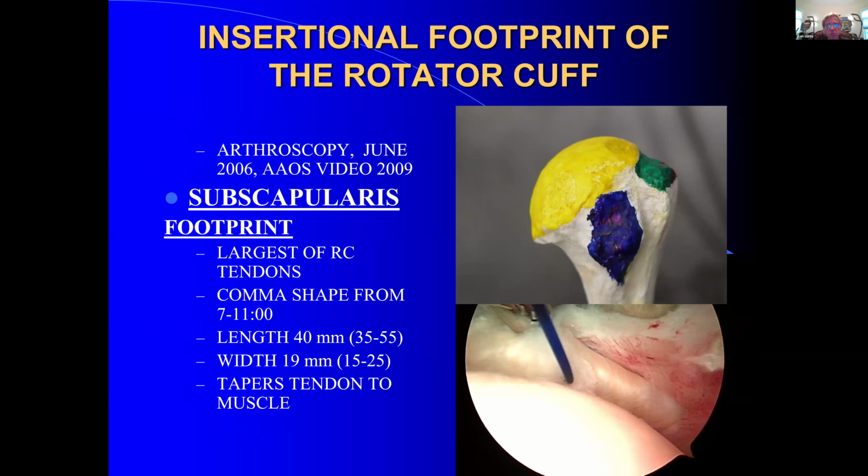Static stability, that means fixed stability, is supplied by the labrum and the capsule or ligaments. The insertional footprint of the rotator cuff, we looked at that quite a while ago and reported on in 2006. So the subscapularis is the front major tendon. The footprint is large. It's the largest of the cuff tendons, comma-shaped from the 7 to the 11 o'clock position, the blue area that you see there. Its length is about 4 centimeters, its width about 2 centimeters. And it tapers from the interarticular portion, which is tendinous, that we see in the lower picture there, to just muscle and capsule inferiorly. And since all muscles ever do is shorten, the subscapularis internally rotates the arm.